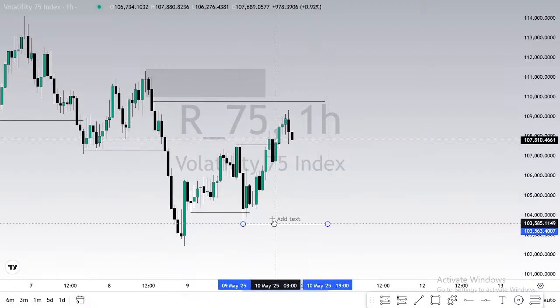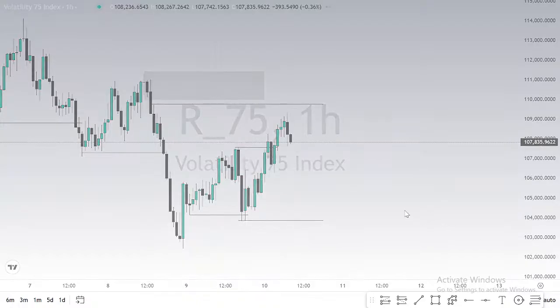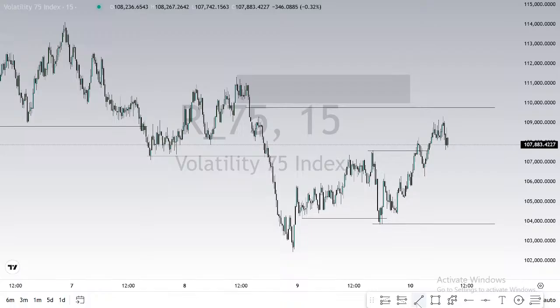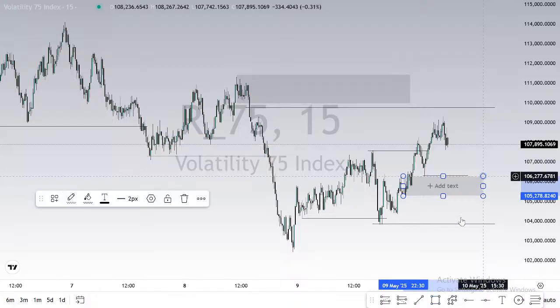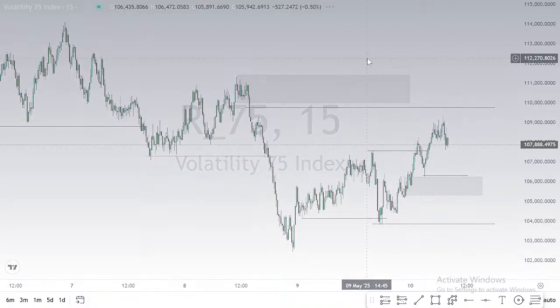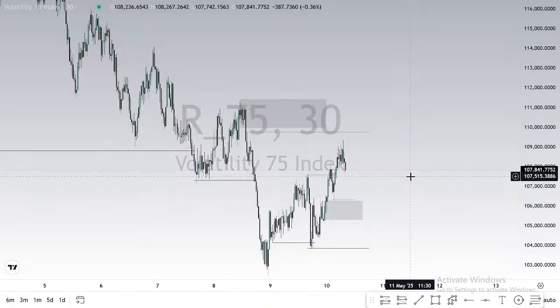So I'm going to go to 15-minute time frame. Okay. Then I'll mark this low out as a possible liquidity. So let's check that on 30 minutes time frame. All right, now this is my verdict on volatility 75.